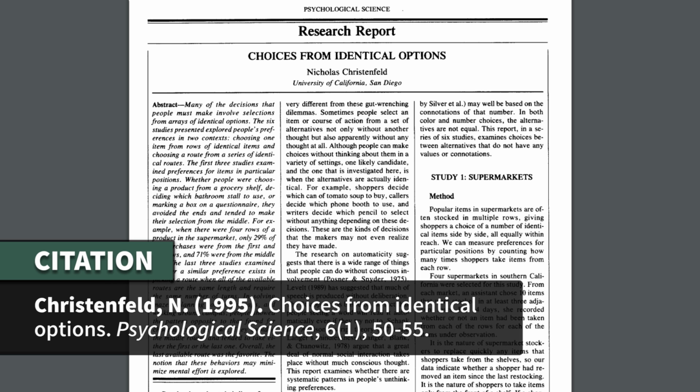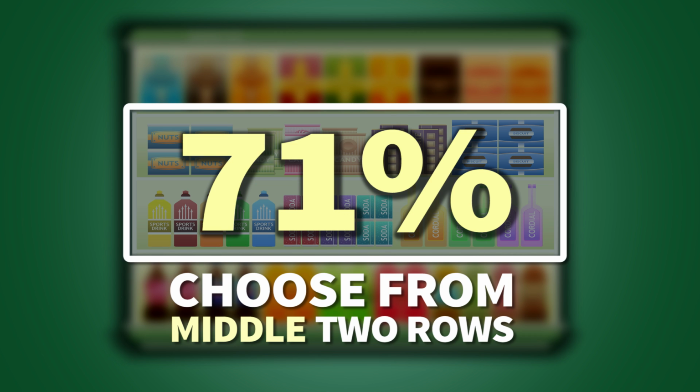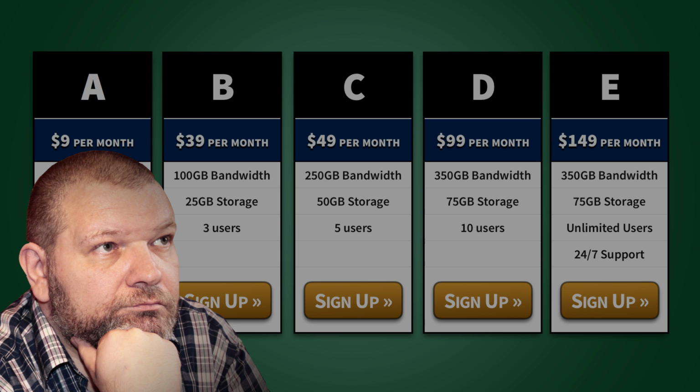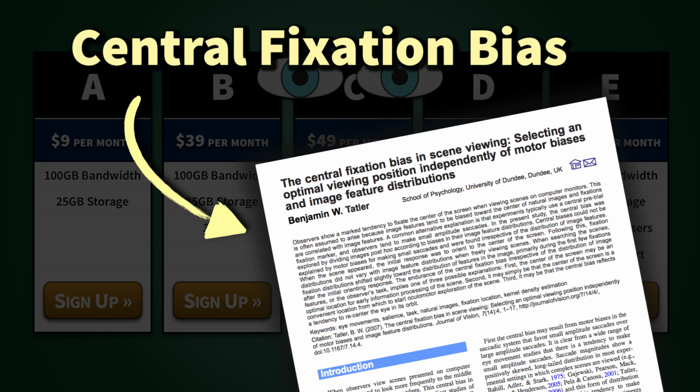So research shows that when people need to choose from a list of options, they're more likely to choose a central option. So for example, if you look at supermarket data with 4 rows of products, 71% of people choose products from the middle 2 rows. Now, why does that happen? Well, whenever we're contemplating a set of options, our eyes are naturally drawn toward the center due to a concept known as the central fixation bias.